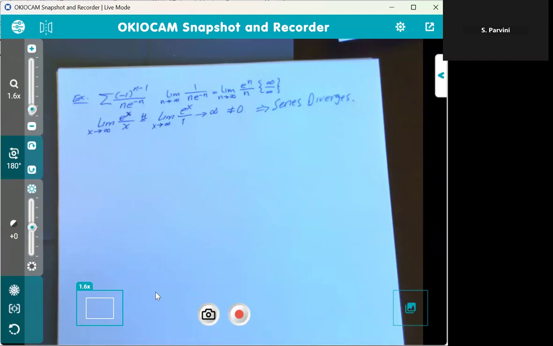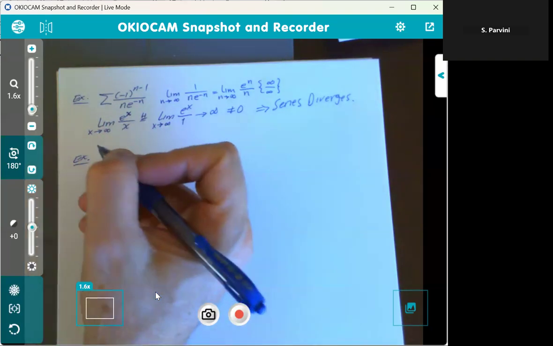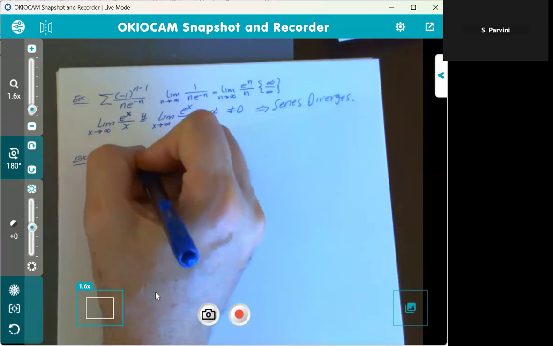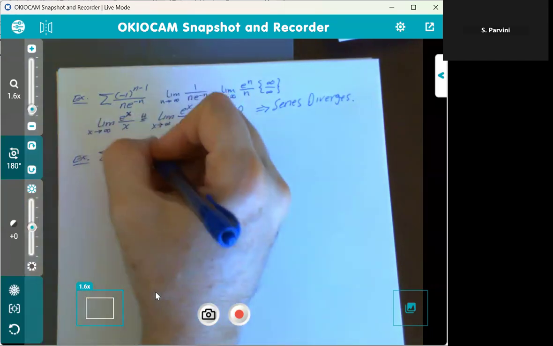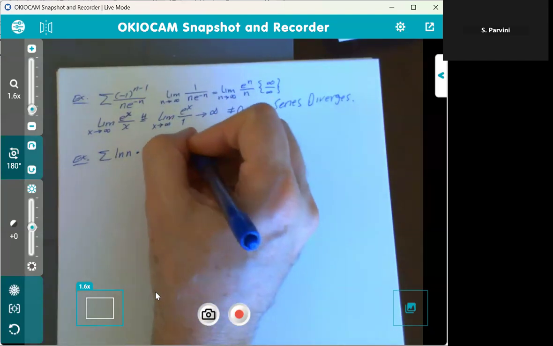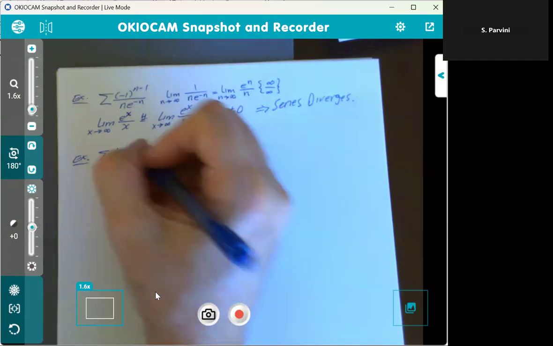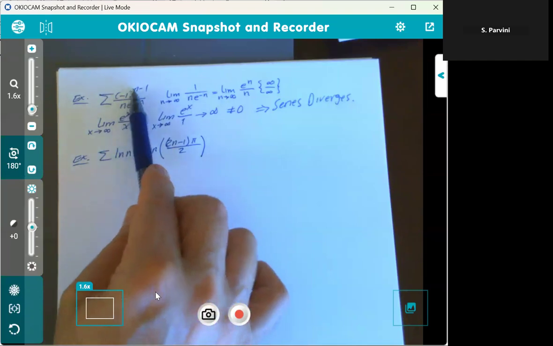Okay. Now, let's take a look at another example. For this next example, I'm going to look at something that's slightly more complicated. Let's say we want to look at the sum of the natural log of n times sine of (2n minus 1) times pi over 2. And note, by the way it looks, this is not an alternating series because I don't see negative 1 to the n minus 1.